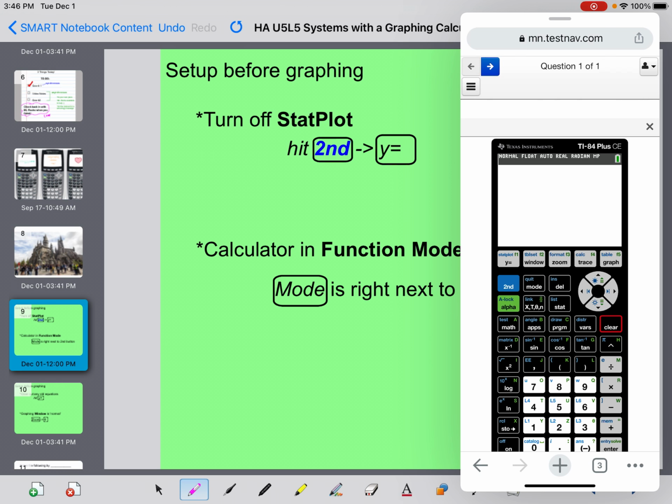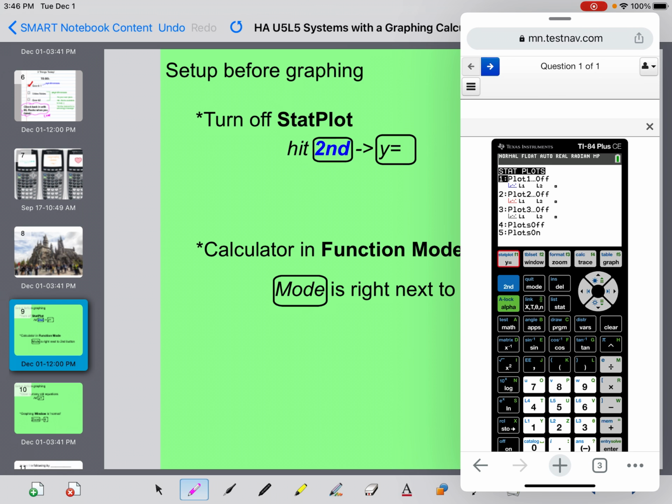You can see that it's in blue up there, so you have to hit second before you do that. So I'm going to hit second. That gets me into the blue actions on each of the keys. And then I hit y equals to get to my stat plots. And we just want to make sure that these ones with the little graph icons underneath them are all turned off, and that we're not working in a stats function here. Your calculator can do a lot of cool stats stuff, but we're not going to be using that right now.